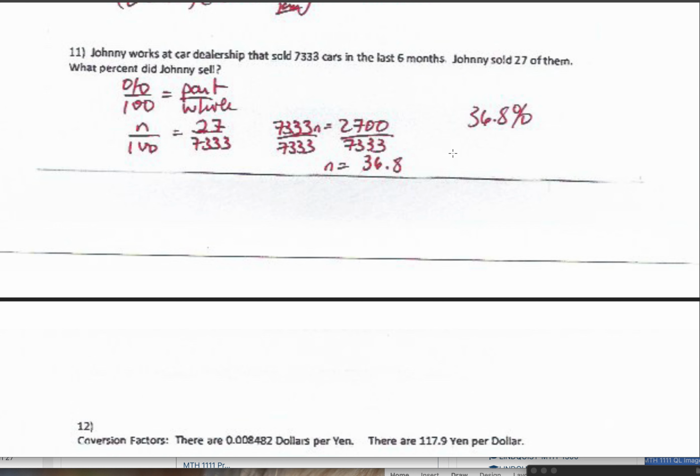It should simply be 0.368%. Got that clear? One more time. 0.368. Do not move the decimal to the right. You already have it as a percent. When you only sell 27 out of 7,333 cars, you haven't sold very much. It's not even 1%. 1% would be 73 cars. So that's why the answer is what it is. Okay.